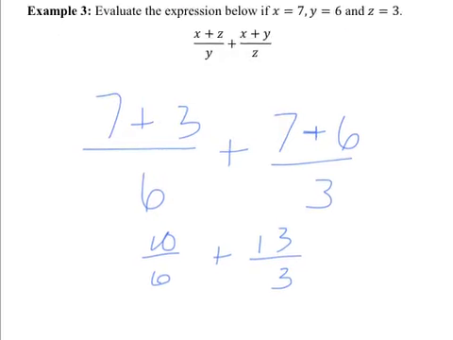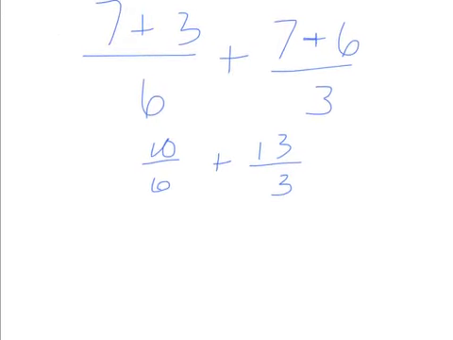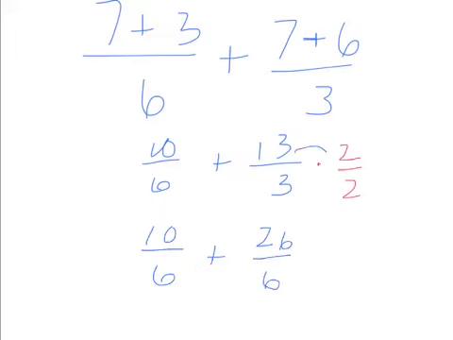At this point, use a common denominator. It's not worth it to make it into mixed fractions and try and add. Keep them improper, but find the common denominator. Clearly, I can multiply this by 2 over 2, and that'll give me the same denominator here. Okay, again, this becomes 26, this becomes 6. 10 plus 26 is 36 over 6. Okay, and then 36 over 6 is just 6.